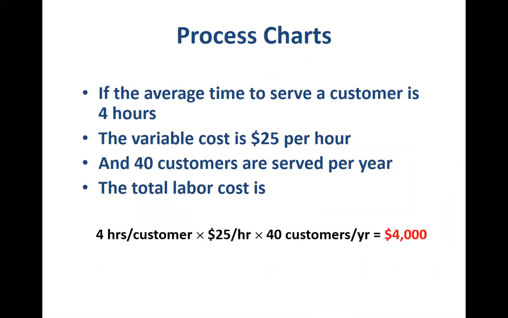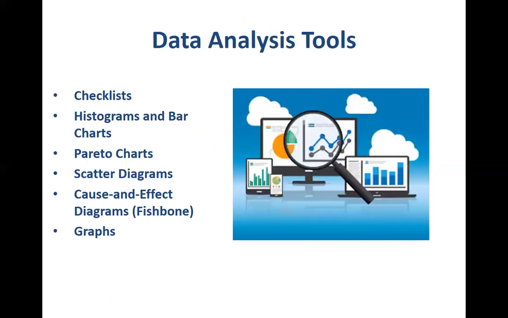If the average time to serve a customer is 4 hours, the variable cost is about $25 per hour, and there are 40 customers that are served every year, then total labor cost will turn out to be $4,000, just a multiplication of these 3. So that's the same kind of thing we could have done in the emergency room example using the process charts values that we got.